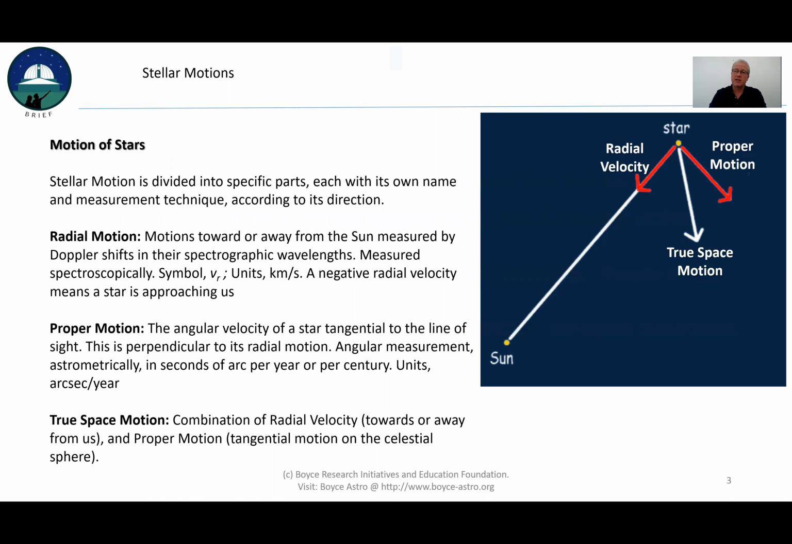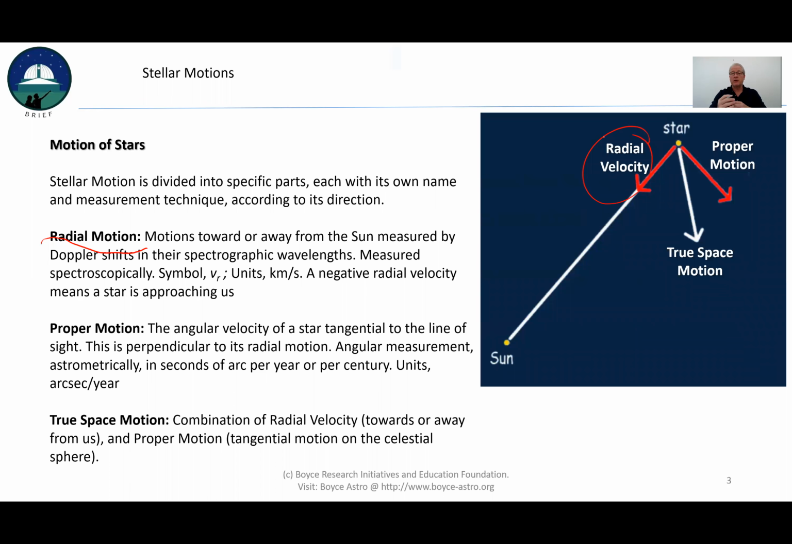The first one we'll discuss is radial motion, which is also outlined here as radial velocity. That is the fore and aft movement of a star relative to our position. Is it getting closer to us? Is it getting further away from us? That is radial velocity, the fore and aft motion.